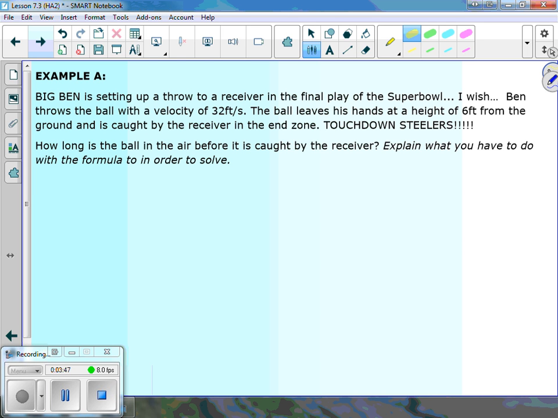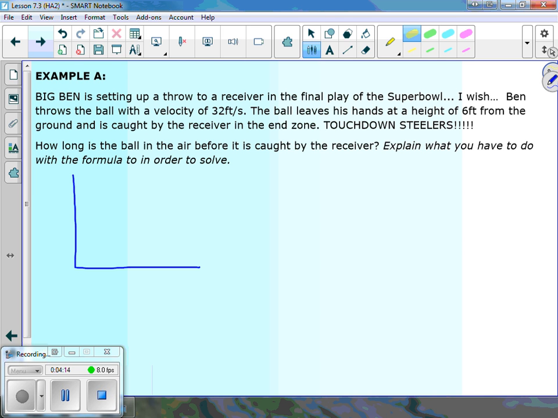And we're going to set this up in a strange way, if you will. If we picture this projectile, we have Ben setting up to throw to the receiver in a final play of the Super Bowl. We're going to throw the ball with initial velocity of 32 feet per second. The ball is going to leave his hands at a height of 6 feet, probably because he's a pretty tall guy. And it's going to be caught close to the ground by the receiver in the end zone.